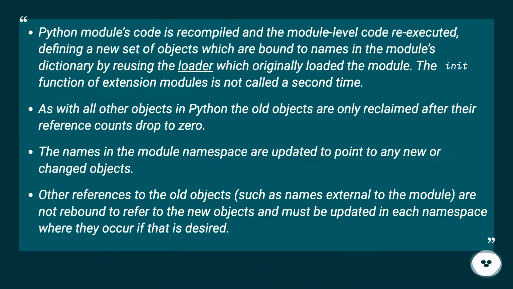Python module's code is recompiled and the module level code re-executed, defining a new set of objects which are bound to names in the module's dictionary by reusing the loader which originally loaded the module. The init function of extension modules is not called a second time. As with all other objects in Python, the old objects are only reclaimed after their reference counts drop to 0. The names in the module namespace are updated to point to any new or changed objects. Other references to the old objects, such as names external to the module, are not rebound to refer to the new objects and must be updated in each namespace where they occur if that is desired.